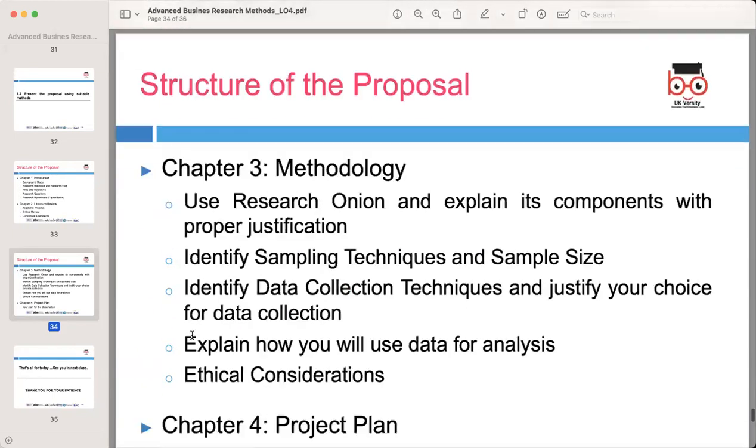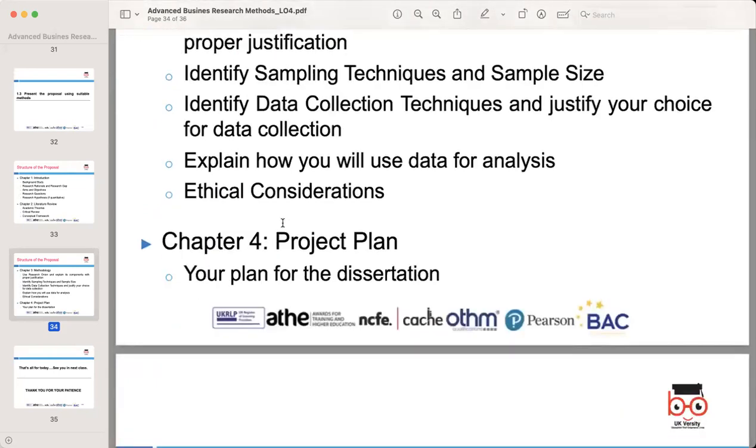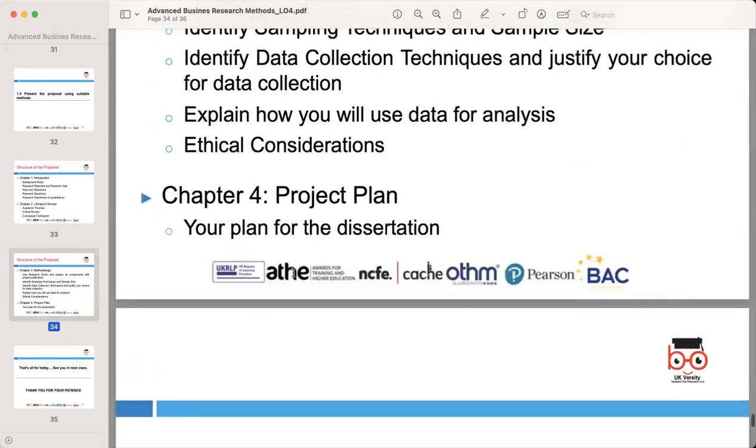So then, structure of the proposal, question 3: discuss the methodology that will be used for the research. We will be utilizing the research onion. We already discussed this one. So finally, chapter 4 is the project plan, your plan for the dissertation.